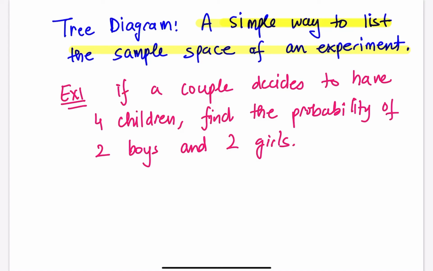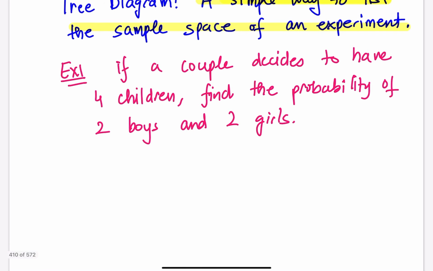A tree diagram is a simple way to list all possible outcomes of an experiment. In other words, to list the sample space of an experiment. When we are thinking about probability, in most cases we need to figure out how many total possible outcomes we have, because the definition of probability is the number of favorable outcomes divided by the number of total possible outcomes. So we need to find the number of favorable outcomes and the total possible outcomes. A tree diagram helps us create the sample space.